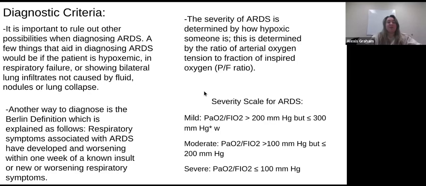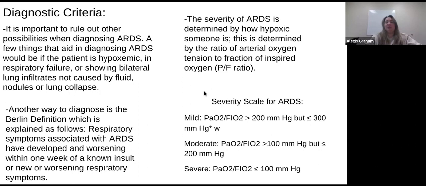Respiratory symptoms associated with ARDS have developed and worsened within 1 week of a known insult, or there are new or worsening respiratory symptoms. The severity of ARDS is determined by how hypoxic someone is. This is determined by the ratio of arterial oxygen tension to the fraction of inspired oxygen, which is our PF ratio.